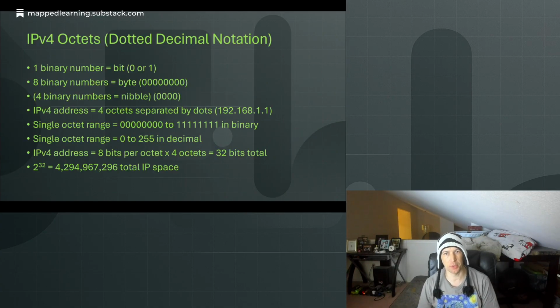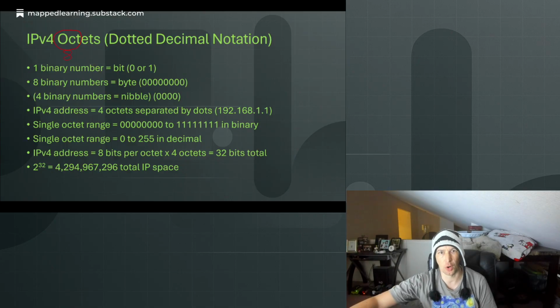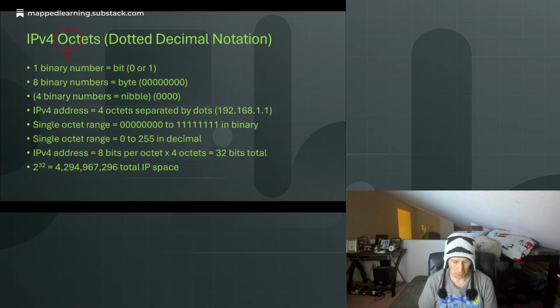Now, when we talk about an IPv4 address, we have what are called octets. The base of this word, octet, is oct, meaning 8. And we'll get to that in a second. These octets are comprised of binary numbers that we talked about before, ones and zeros.